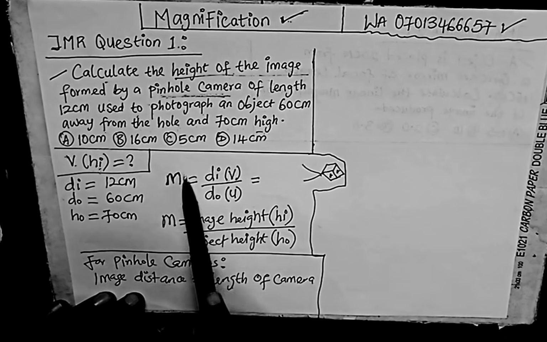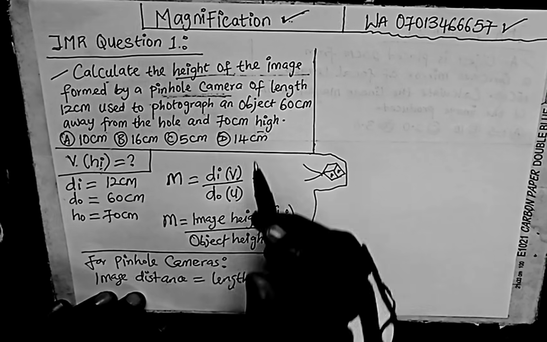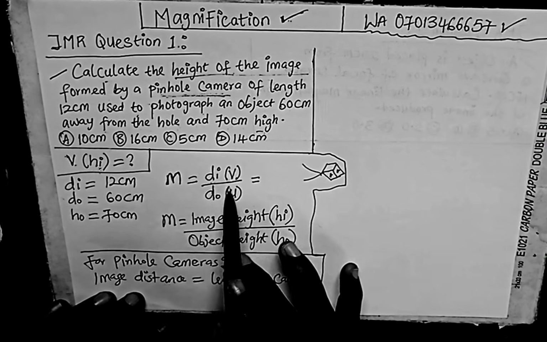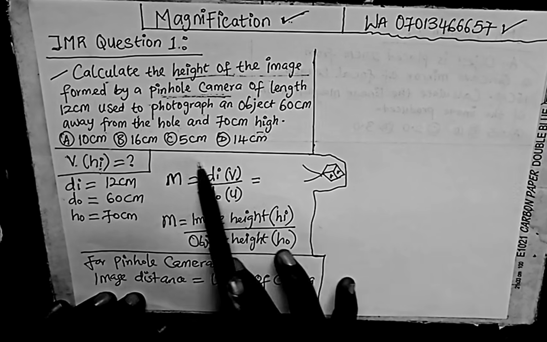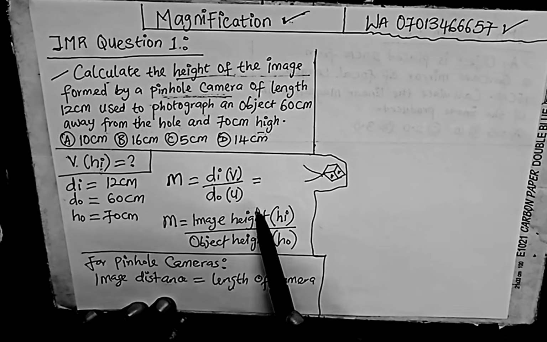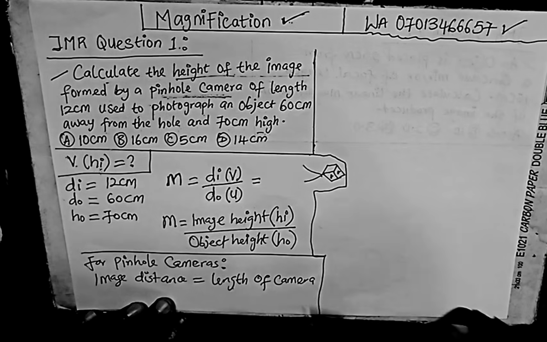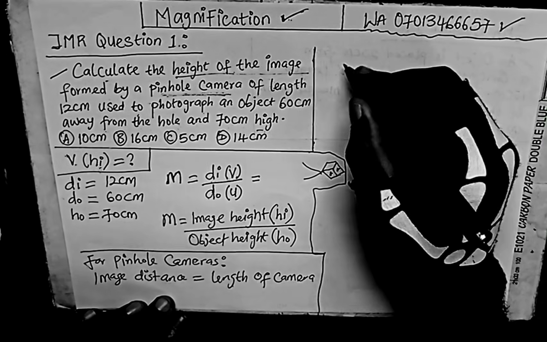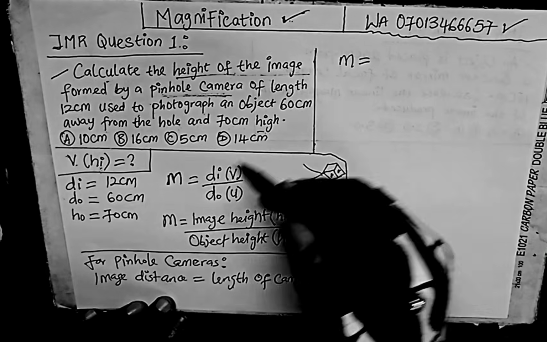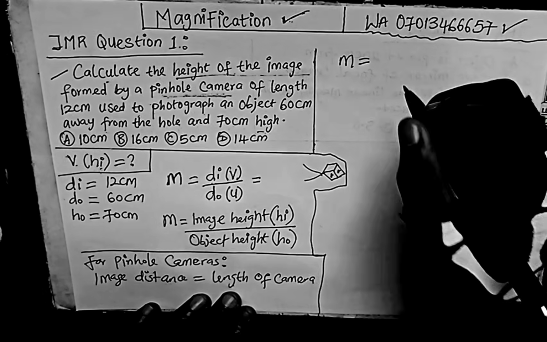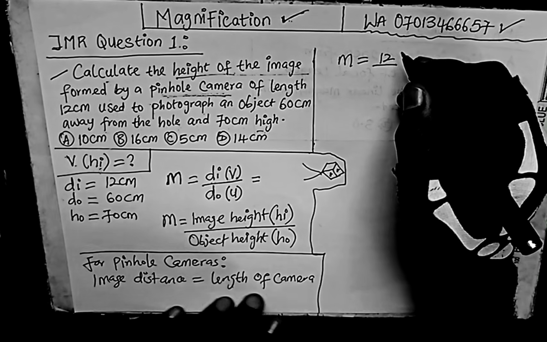We will use the formula where we have the image distance and object distance, since we have both of them, to get the magnification first. Then we will use the magnification to solve for the image height. So we use this formula now. M is equal to what? D_I, the distance of the image, 12 centimeters, over what?